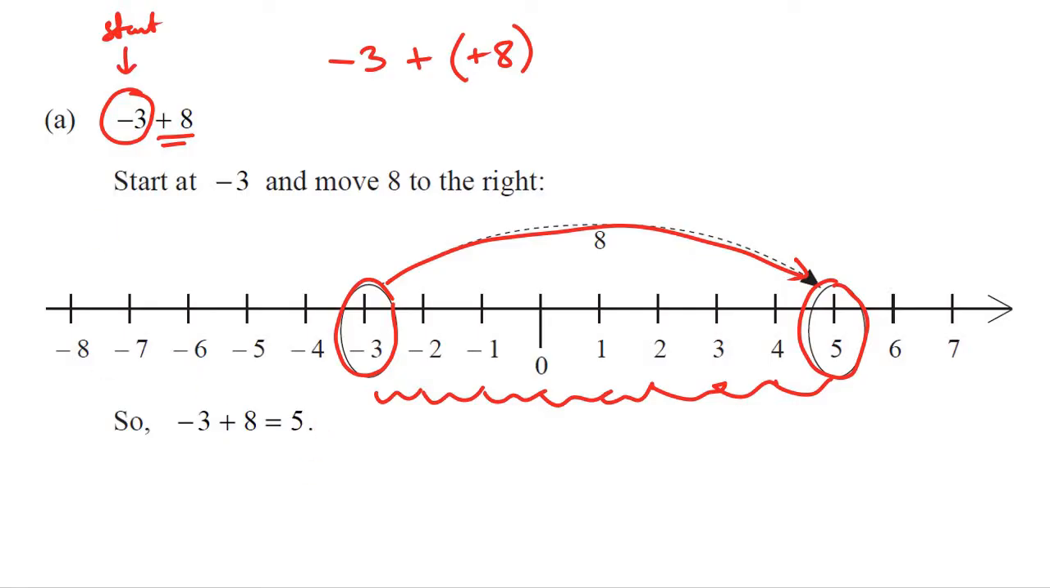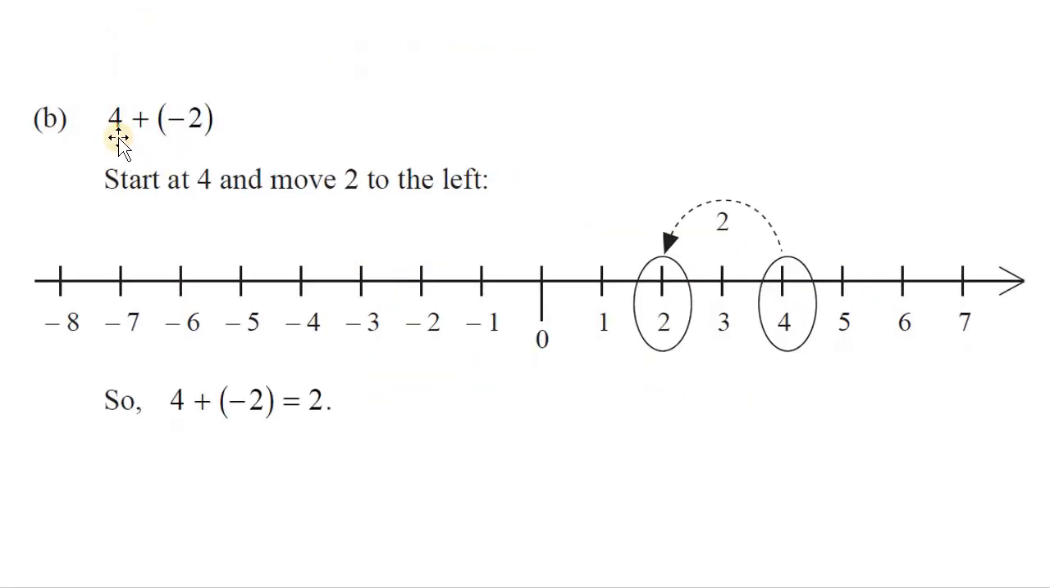Now on to the next exercise. 4 plus minus 2. Now here you start with 4, but the addition is that of a negative number. So you have to move towards the left by 2 places. 1 place and 2nd place. So now we come to the position 2. So you write just this 2.